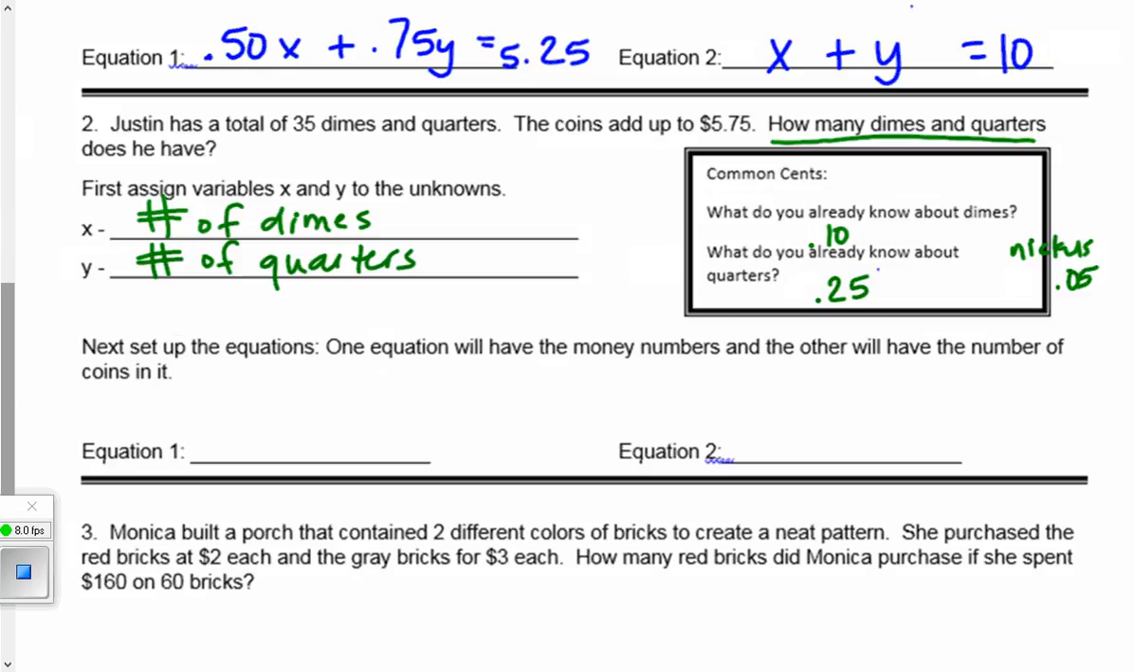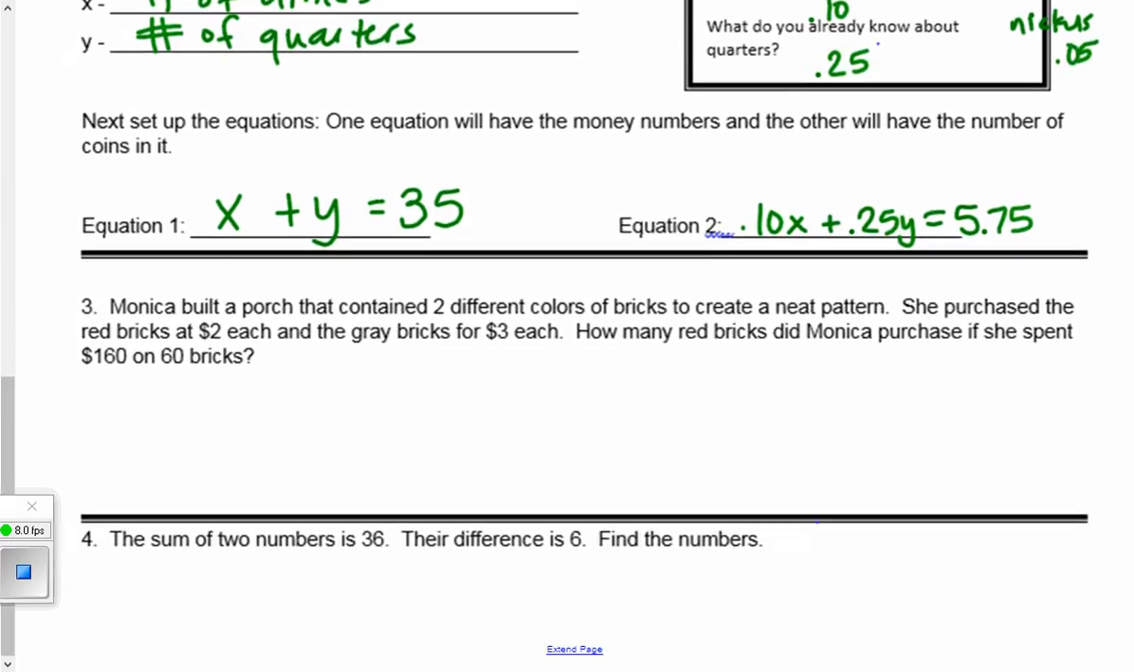One's going to, again, talk about the money and the value, and the other's going to be like the number, the amount. So they say that he has a total of 35 dimes and quarters. Okay? Well, if our variables stand for the number that he has, X, all the dimes, plus Y, all the quarters, there should be 35 coins total. There's our first equation. But they also told us that it was worth $5.75. So the 10 cents for every dime plus the 25 cents for every quarter, that should equal $5.75. There's your two equations.